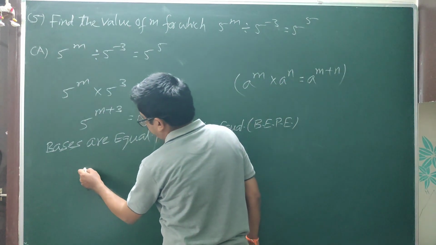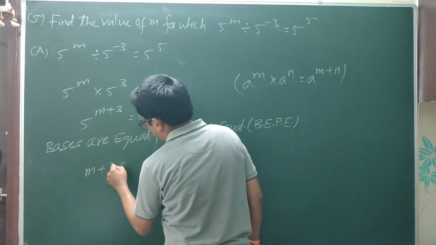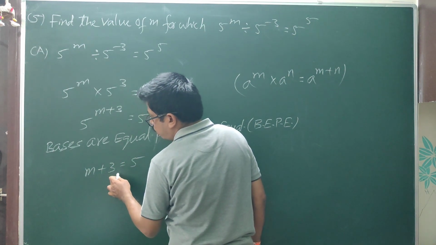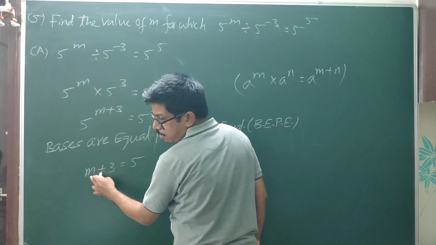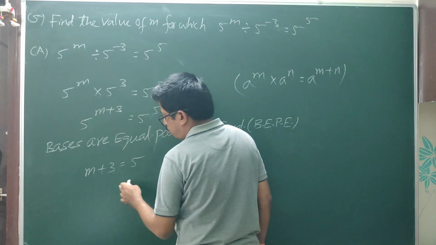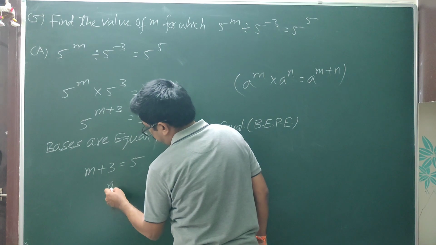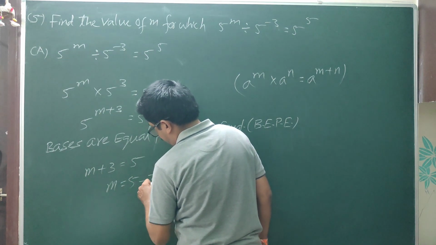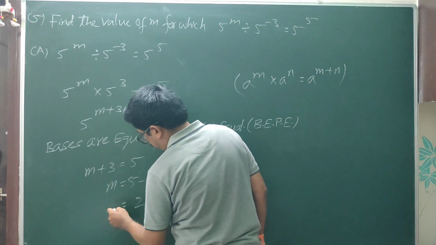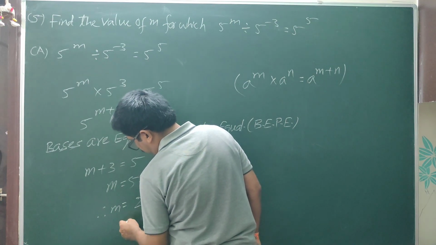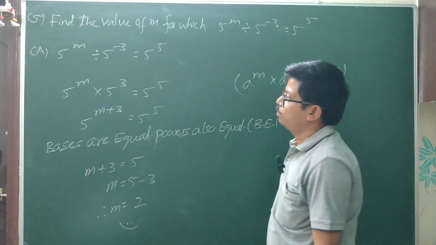So m plus 3 equals 5. The 3 added to m on the left-hand side, if it moves to the right-hand side, becomes subtracted from 5. m equals 5 minus 3, which is 2. So the value of m is 2.